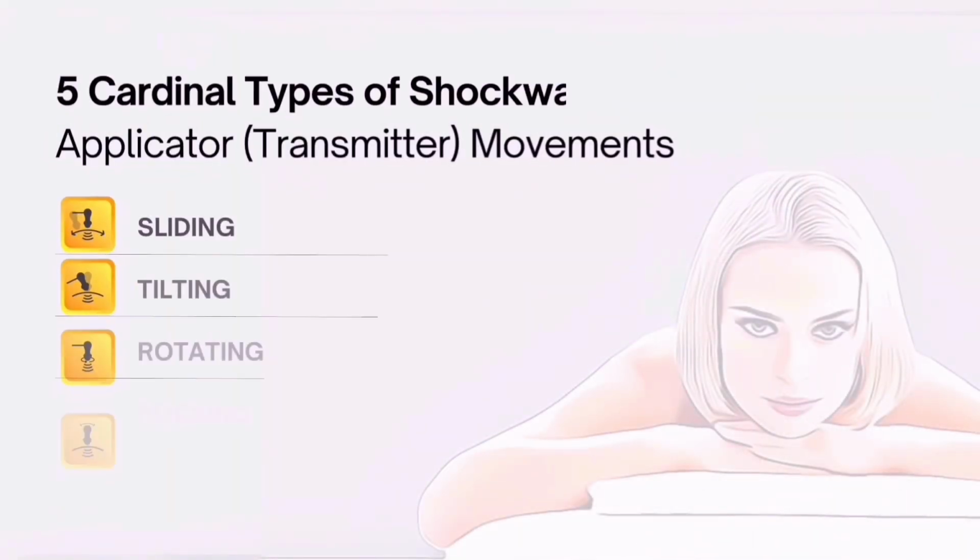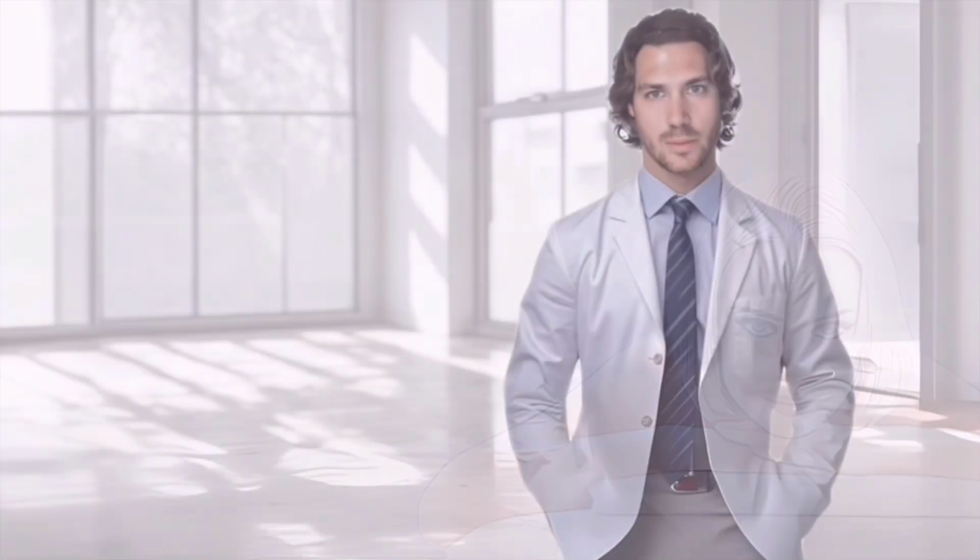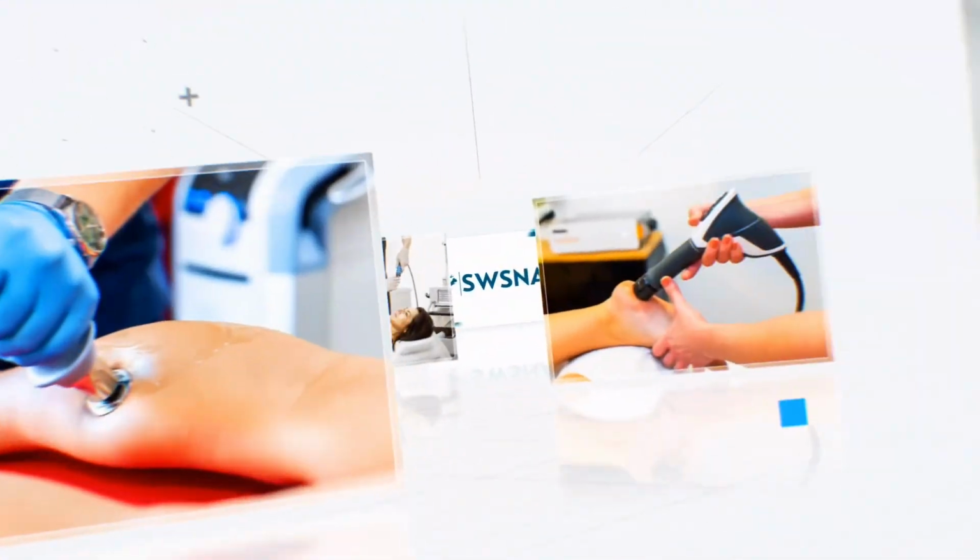The 5 cardinal applicator movements include: sliding, sometimes referred to as gliding or snaking. Tilting, also called fanning. Rotating. Rocking or waving. Compression. A coupling gel is required for effective energy transfer between the transducer and the skin. The angle of shockwave delivery should be perpendicular to the skin, not deviating more than 30 degrees to avoid decoupling.